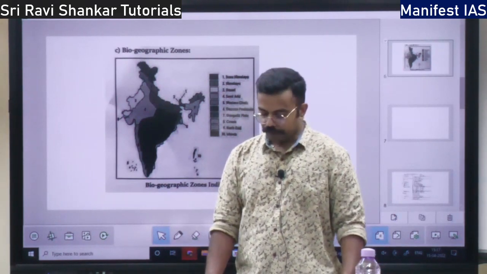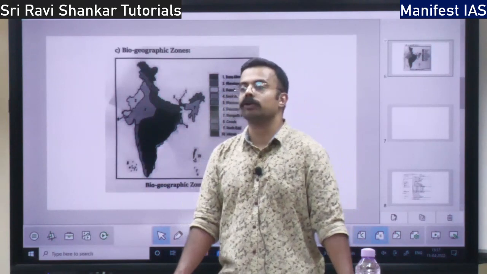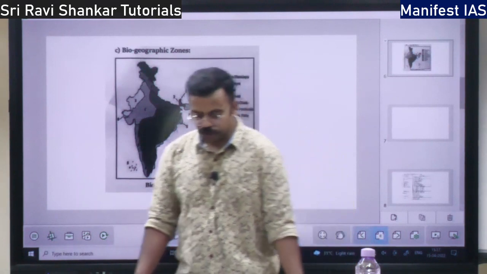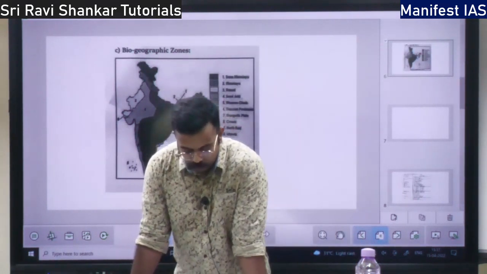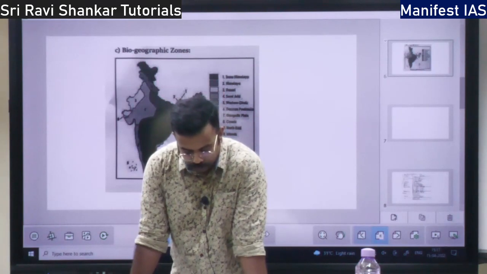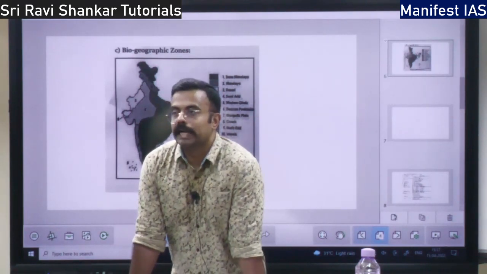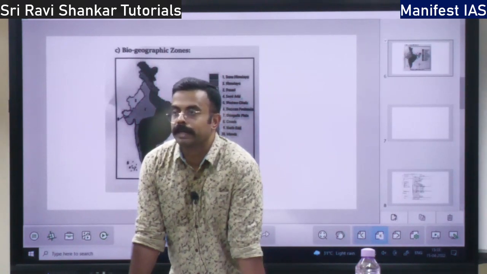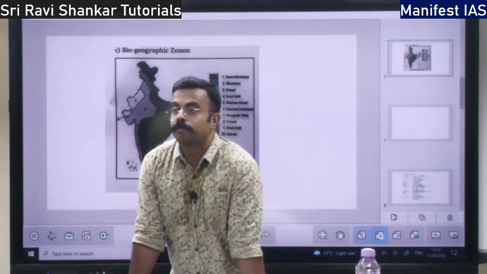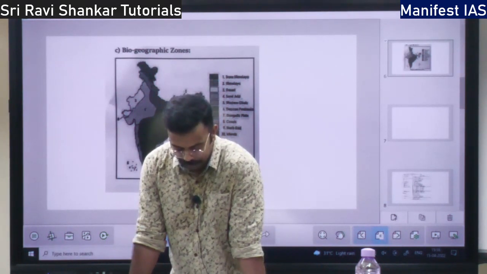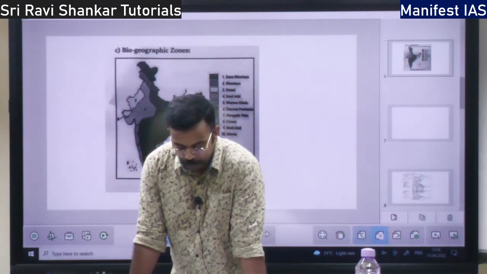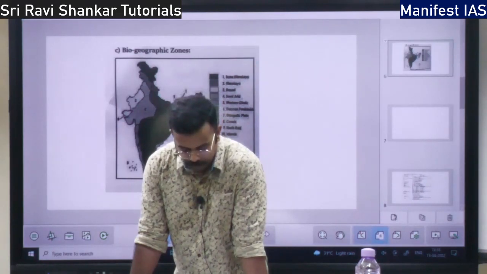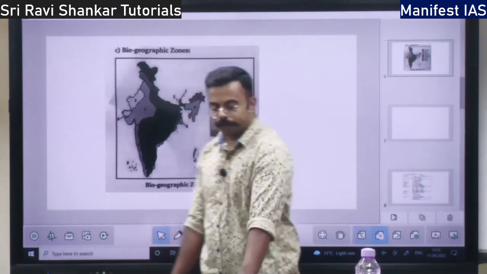Next, I told you there are 10 biogeographic zones in India. So what is a biogeographic zone? A biogeographic zone has distinct plants and animals. You categorize a biogeographic zone not based on climate but based on a separate type of plants and animals, distinct plants and animals. In a biogeographic zone you have phytogeography and zoogeography, that is plant geography and animal geography. So totally there are 10 biogeographic zones.